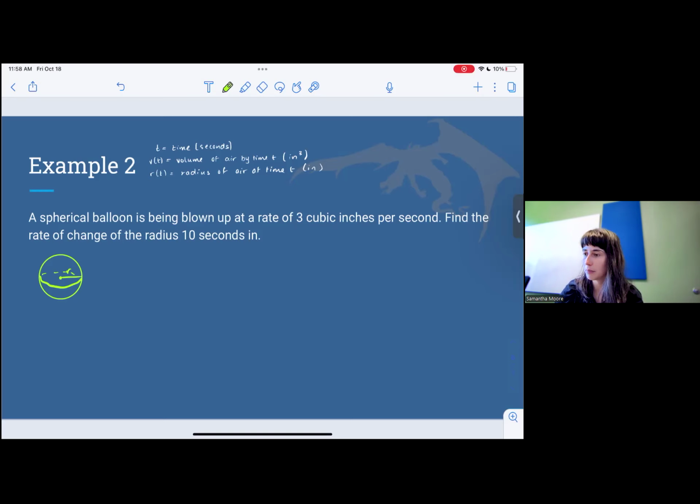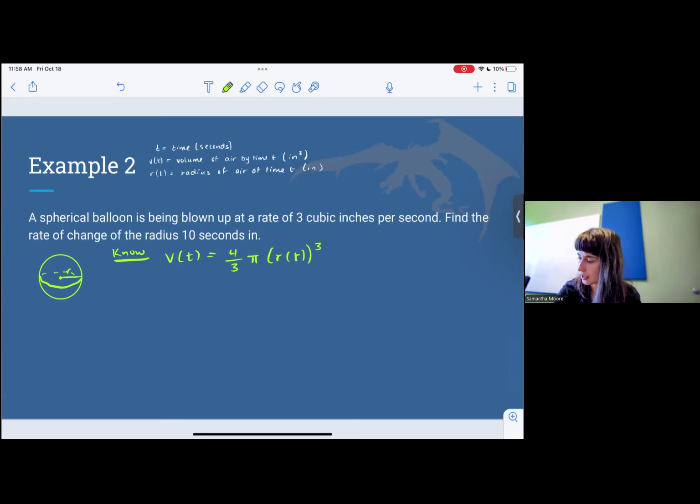Volume is the total volume of the sphere. So if we remember back to our geometry days, something I could say based on my picture, a known quantity, is that the volume at time t is equal to 4/3 pi times the radius at time t cubed. Okay, that's one thing I know.